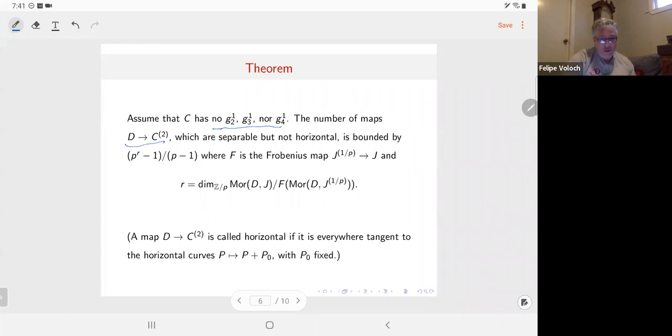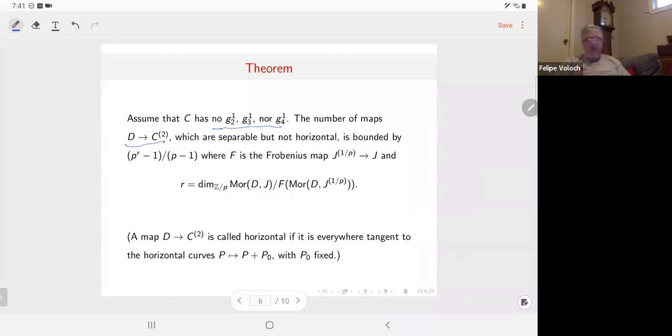I think there is a question here. Why is the symmetric square interesting? Well, it parameterizes divisors of degree 2. Maybe I'll come back to this question later. Or maybe somebody else can answer it in the chat.